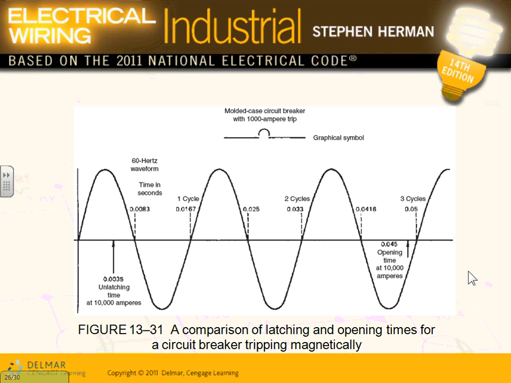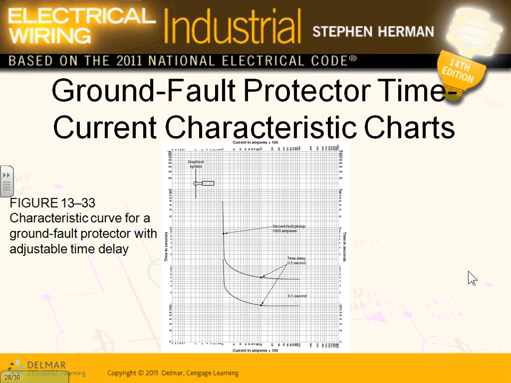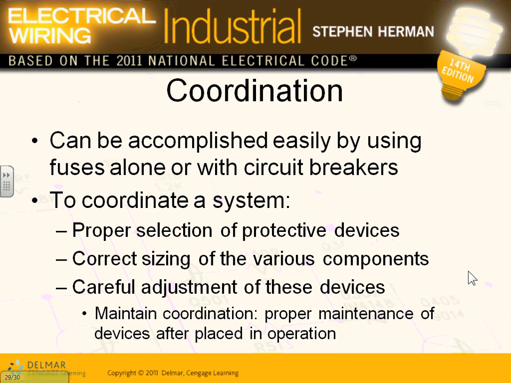I'll talk about this one, guys, when we reach it. The fuse, the same thing, guys. A fuse also has its own time characteristic curve. Ground fault, believe it or not, also has its own time characteristic curves at different values. We'll look at this in a second. All these have time characteristic curves. Each one of them has a curve. Now your coordination is to make sure that these curves don't touch when you put them together. Here's what the coordination is.